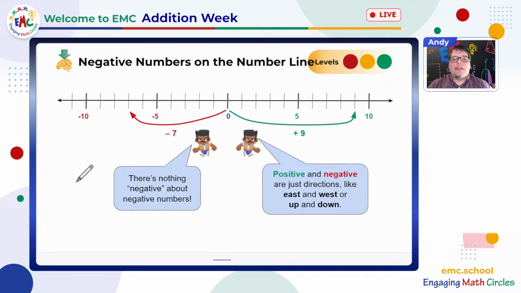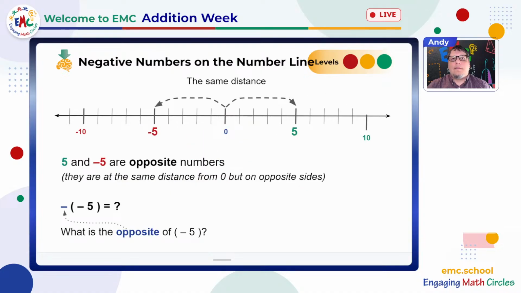There's nothing really negative about negative numbers. They're not bad. It's just the name we give them. We give numbers to the right the name positive, and numbers to the left the name negative. But they're just opposite directions, east and west, or up and down. Positive and negative are just opposite directions from 0. Five and negative 5 are opposite numbers.